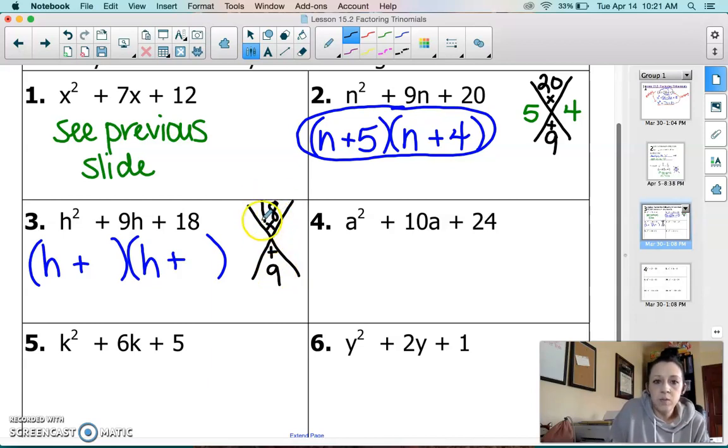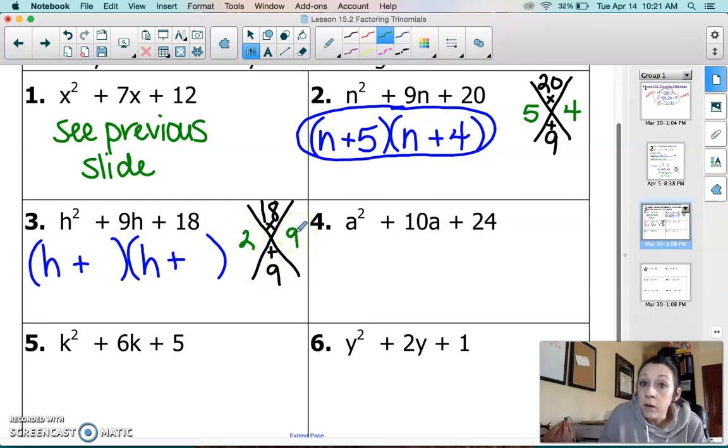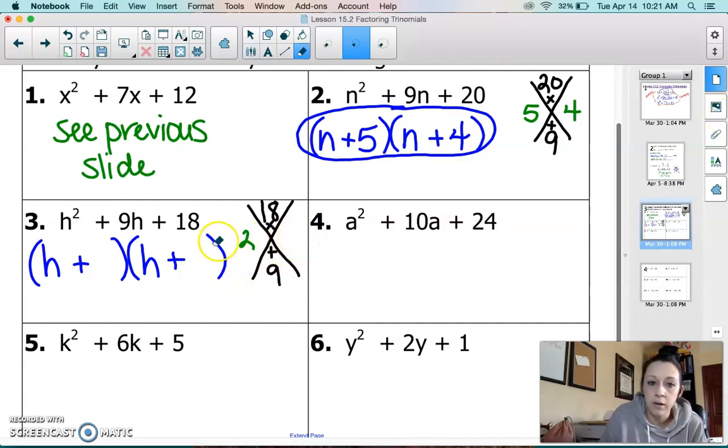So, what times what equals 18? 1 and 18. Is 1 and 18 going to work? No, because 1 plus 18 is not 9. It's 19. So get that out of there. What else equals 18 when you multiply? What, 2 and 9? Is 2 and 9 going to work? No, because 2 plus 9 is 11, so that's not going to work either.